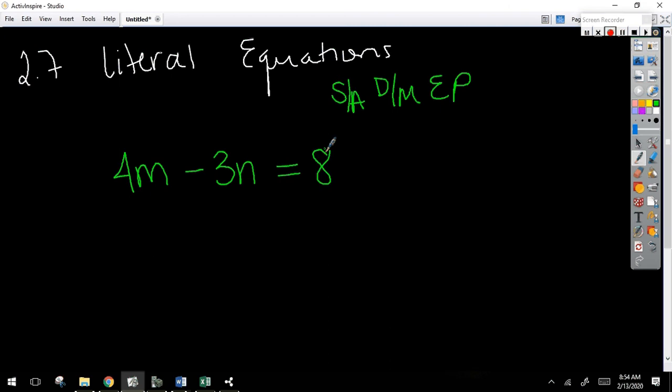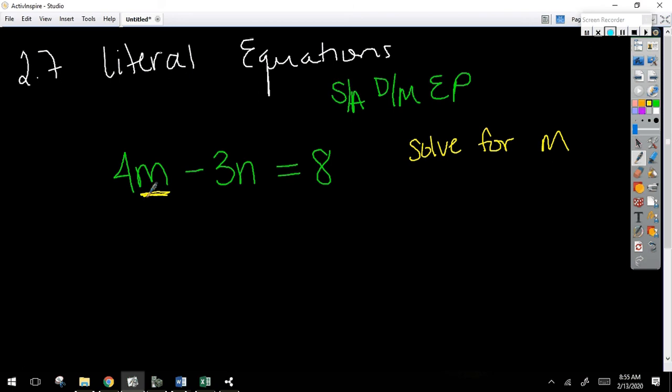There are two variables here, yes? So when I solve this, I'm not going to get just a number. I'm going to get a value that has the variable in it. So here, what if I asked you to solve for m? This is what I'm looking to get by itself.